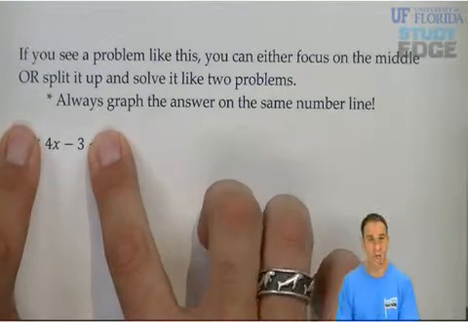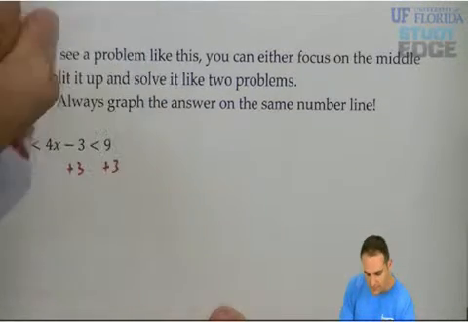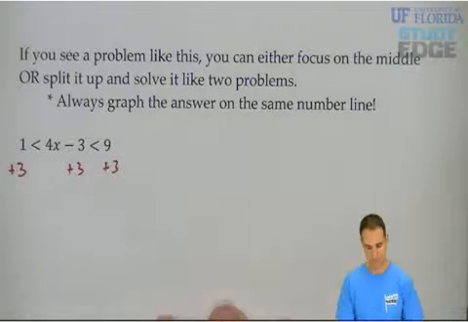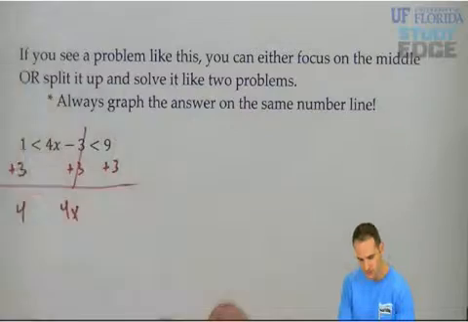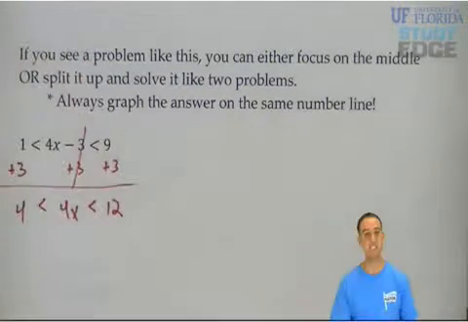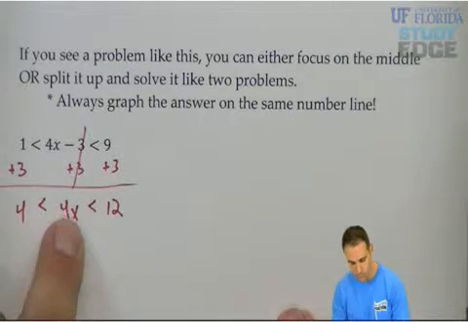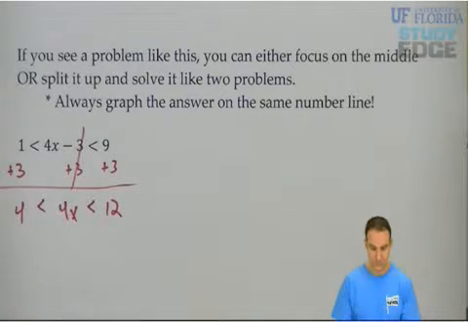Add 3 both sides. But in this case, add 3 to all 3 sides, because we have 2 inequalities. 1 plus 3 is 4. We have 4x in the middle, and 9 plus 3 is 12. So we have 4x is between 4 and 12. 4x is greater than 4. 4x is less than 12.